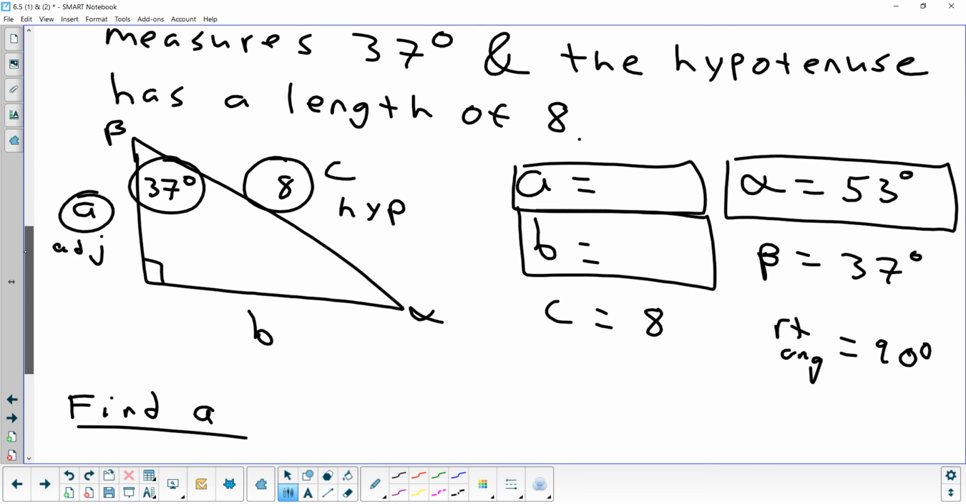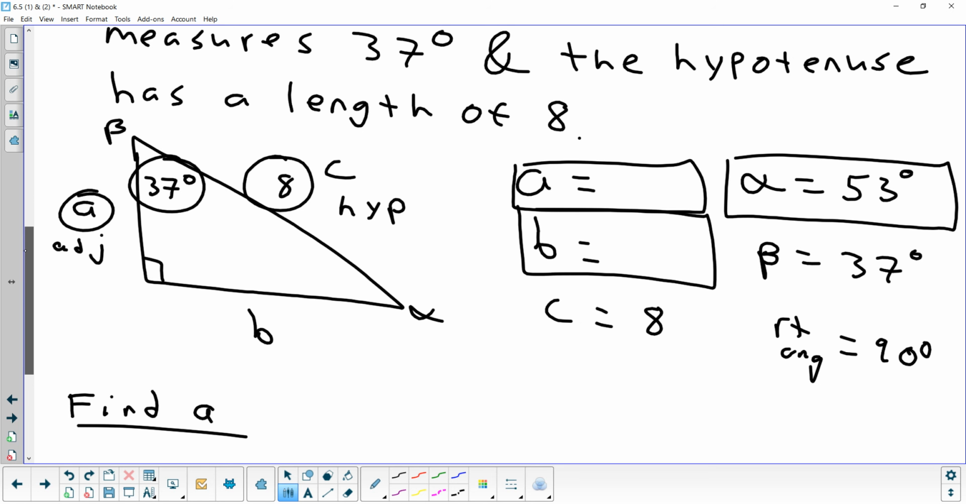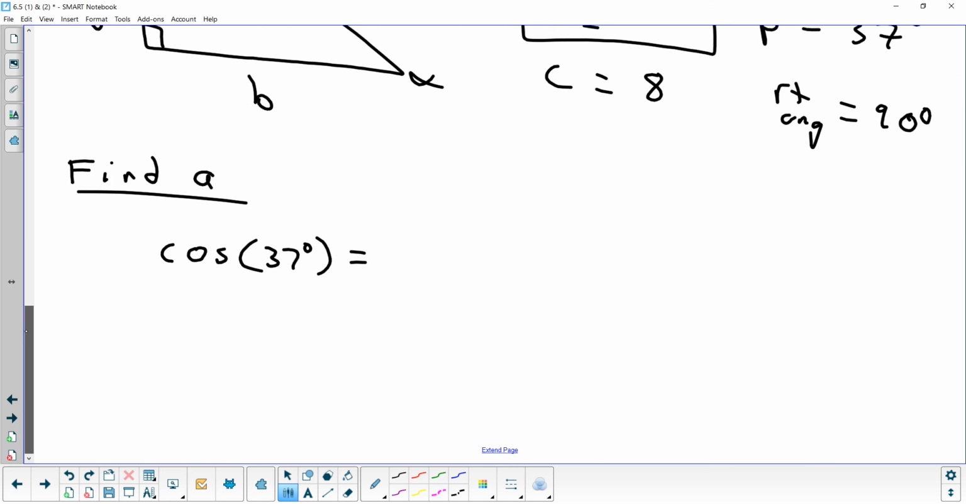Ethan, what side is adjacent? A. And what's the hypotenuse? 8. A over 8. And now the last step is to solve that equation and get A by itself. All right, so how would we just get the 8 on the other side?